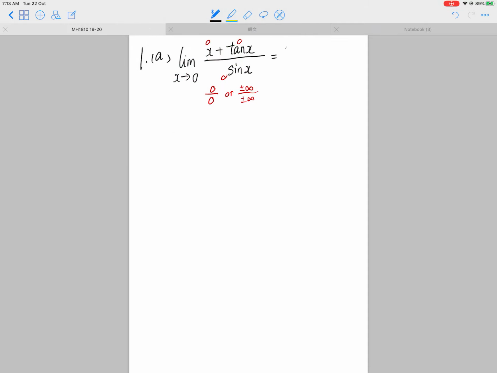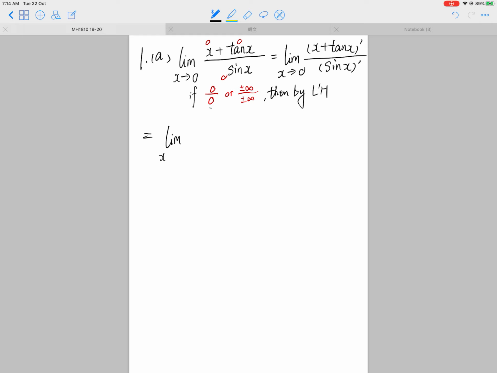Then what is L'Hopital's rule? So this over this, the limit is this thing's derivative over this thing's derivative. If this is true, then we can use L'Hopital's rule. By L'Hopital's rule, this equation is true.